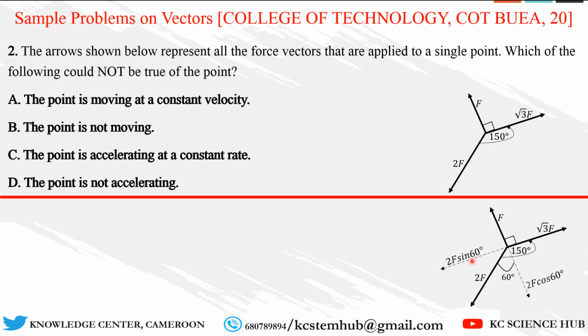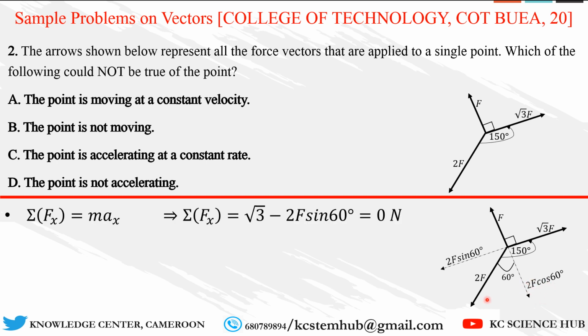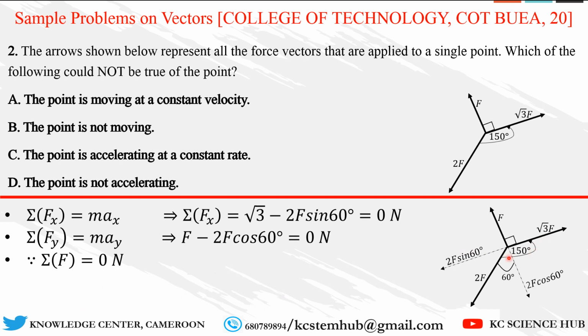But notice that 2f sine 60 is root 3 on 2 times 2f, which gives us root 3f. And you notice that 2f cos 60 is 2f times half, which gives us f. And so you realize that the resultant force in the x and in the y direction is 0, because you have f minus f, and then you have root 3f minus root 3f. And so the resultant force on this particular particle is 0 newtons. The resultant force being 0 newtons means that the point is in equilibrium.